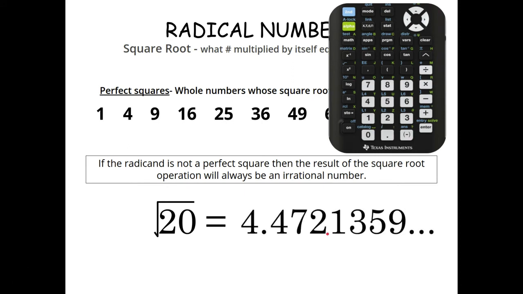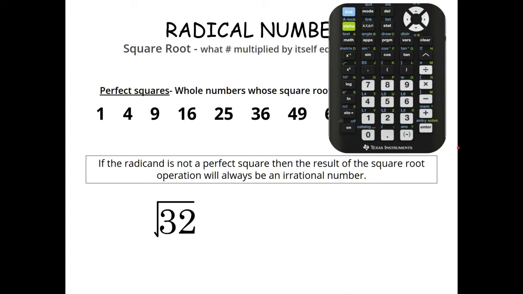Therefore, radical 20, if you do it in the calculator, if you press second and then the x squared button right here, you get the radical symbol, the square root symbol. You then put in 20, then click enter, and you get 4.47. This is an irrational number.